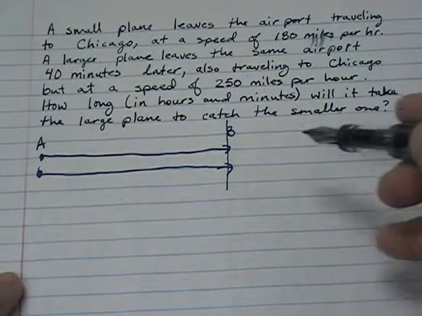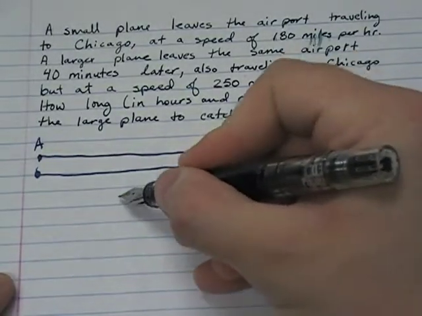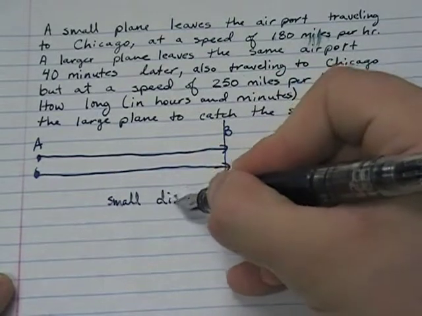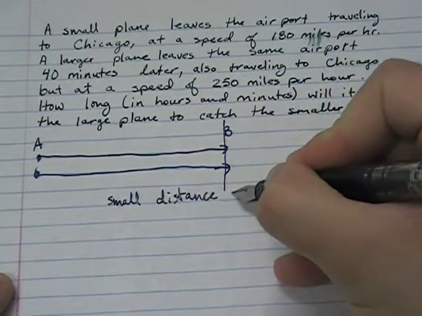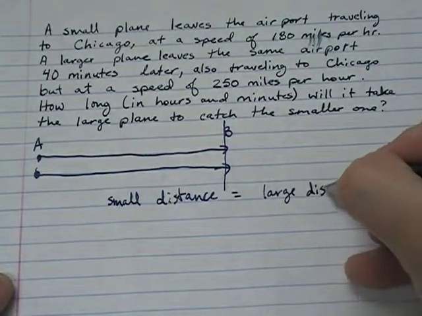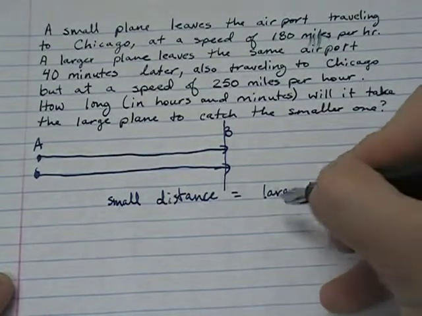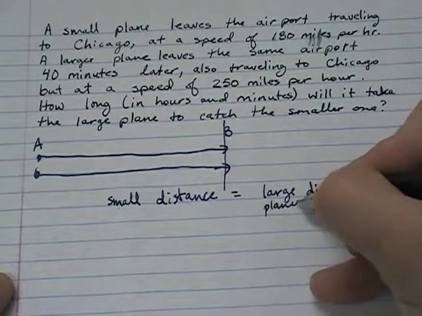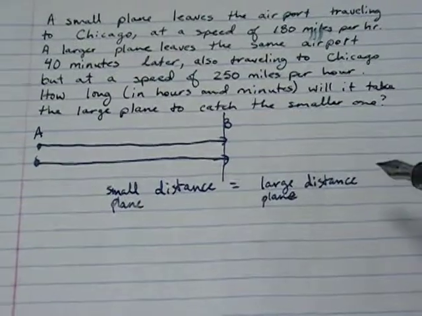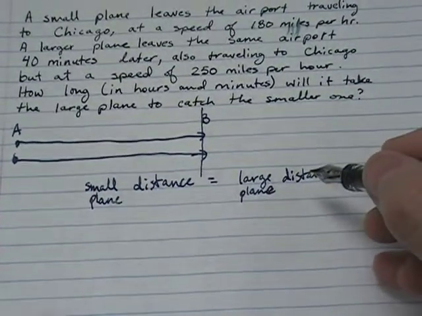And so, what do we know? We know that the small plane's distance equals the large plane's distance. Okay? So we know the large plane and the small plane, their distances are equal.